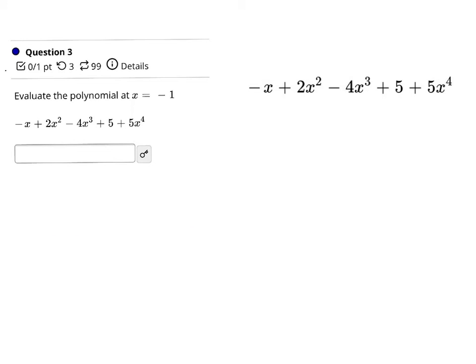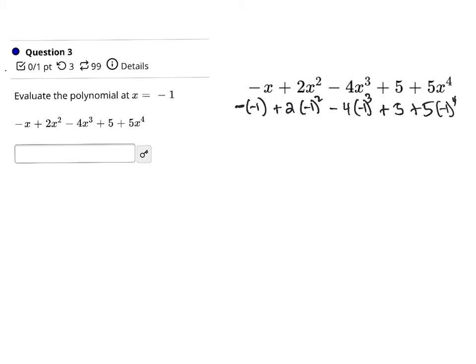This one we're replacing the x with a negative 1. You might want to pause it, plug in, and see if we come up with the same thing. So go ahead and pause it. All right, so you've had some time. We're going to replace the x with negative 1. So now this negative is part of our problem, but then the x is negative 1. Then plus 2 times the x, which is negative 1 squared, minus 4 times the x, which is negative 1 cubed, plus 5 times the x, which is negative 1 raised to the 4th power.